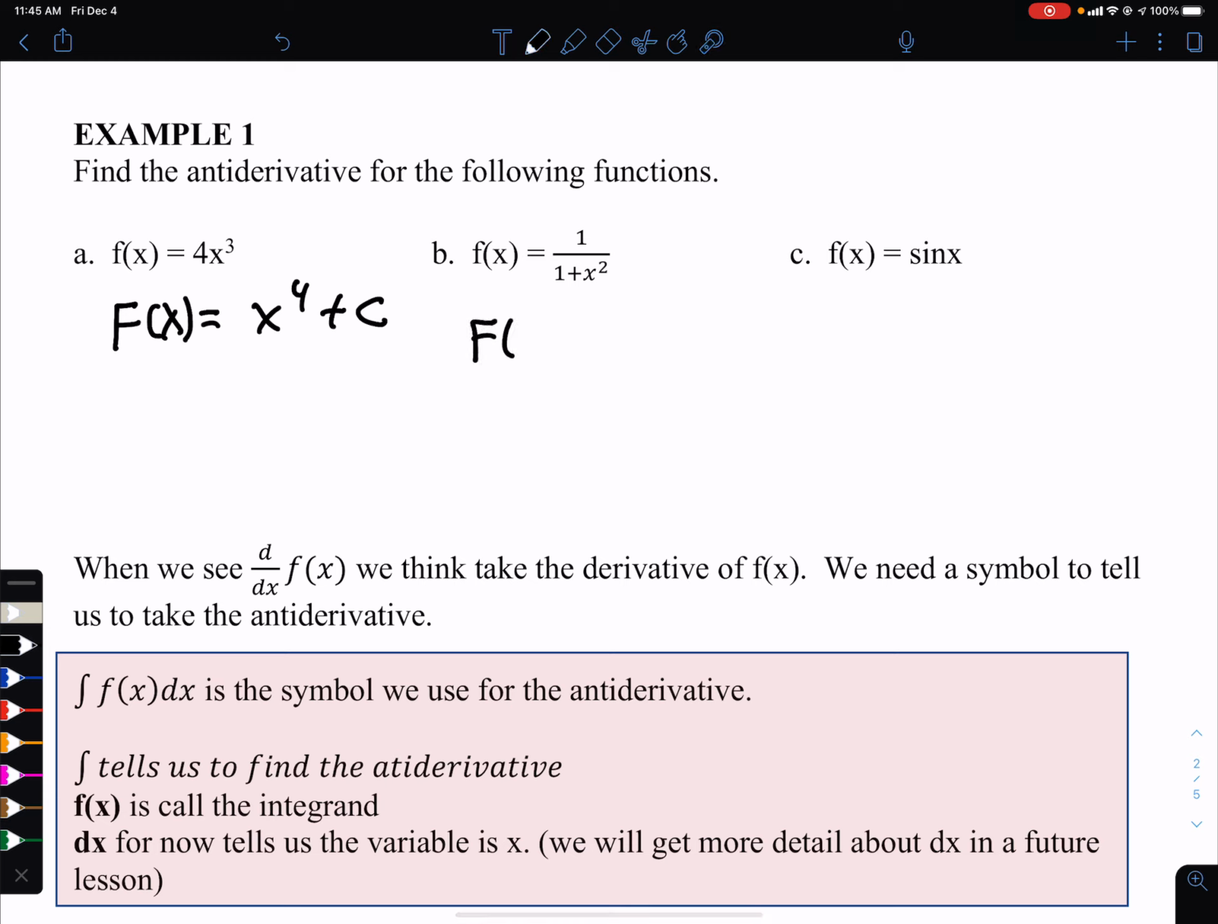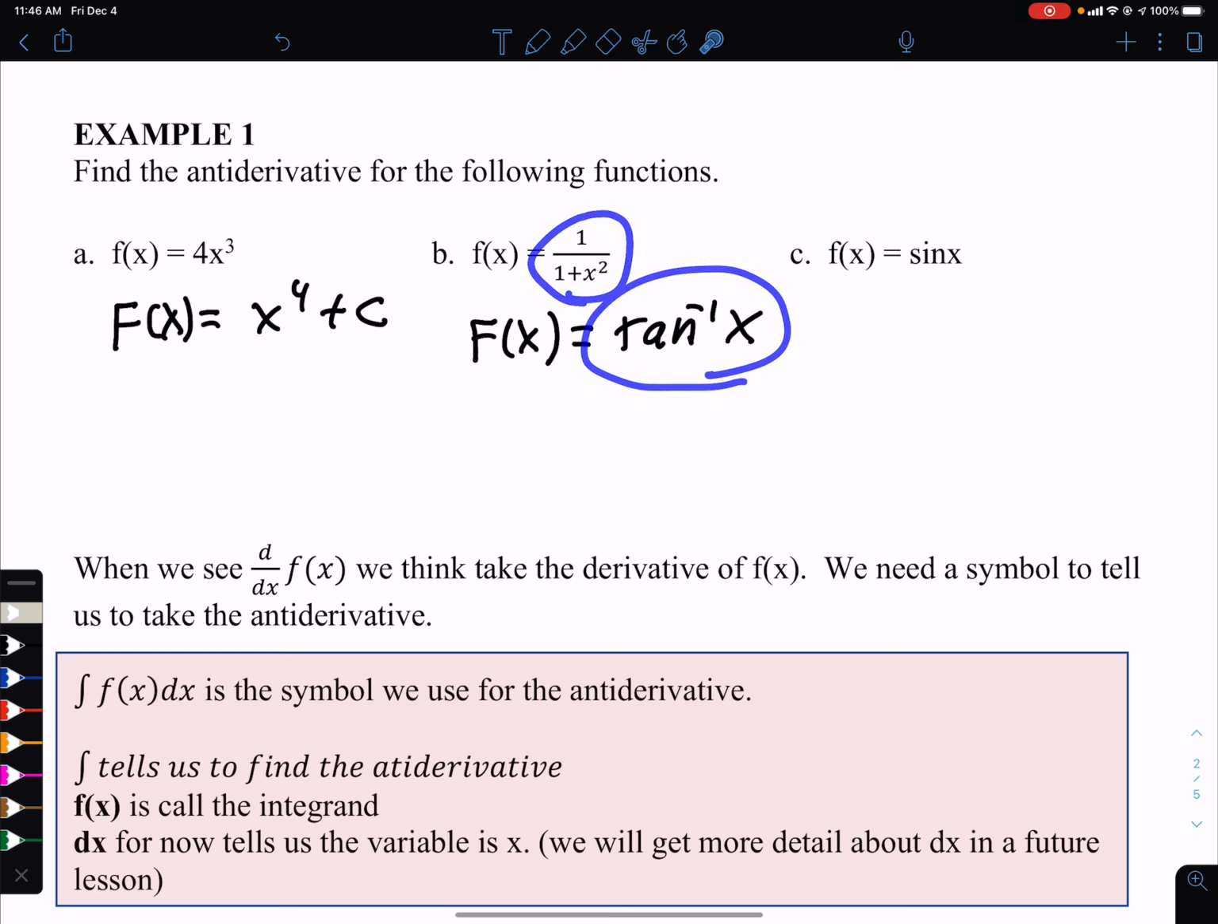We will see this would be arctan of x. Why? Because we know the derivative of arctan of x is 1 over 1 plus x squared. And I can add a c here. That would give me all the antiderivatives. If I didn't have a c, it would give me one antiderivative.